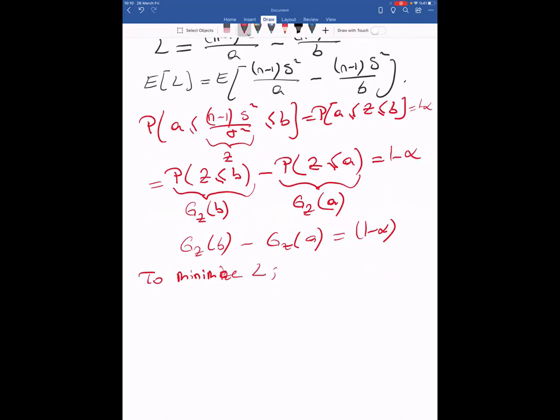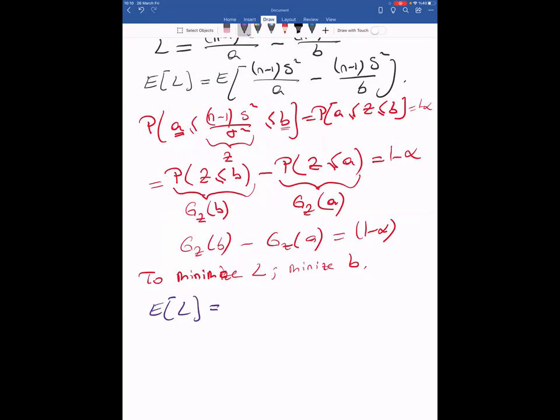A and B are functions of each other, right? There's a relationship between A and B. So we can choose either A or B. So we need to minimize B or maximize A, okay? So what is our case here? Let me write this expected length again.